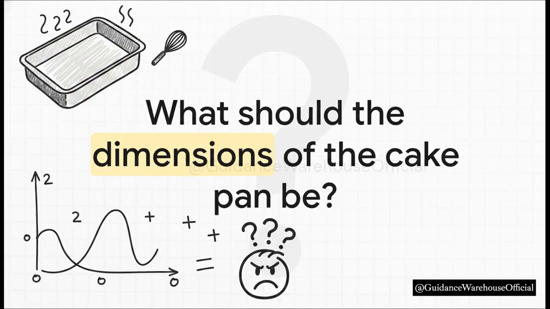They say the length of the pan must be exactly the width plus 4 inches, and the height has to be exactly 1/3 of the width. So what should the dimensions of the cake pan actually be?